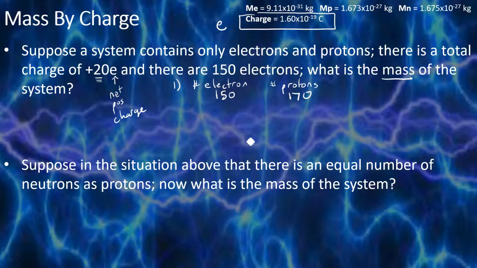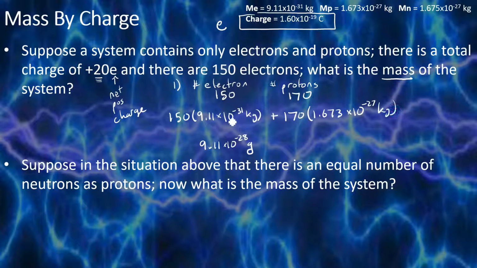So it's asking for the mass of the system. So if we have 150 electrons, we look up here, and our mass of an electron is 9.11 times 10 to the negative 31 kilograms. Now, if we wanted that in grams, it would be 9.11 times 10 to the negative 28 grams, plus we have 170 protons, so plus 170. Now, the mass of a proton is 1.673 times 10 to the negative 27th.